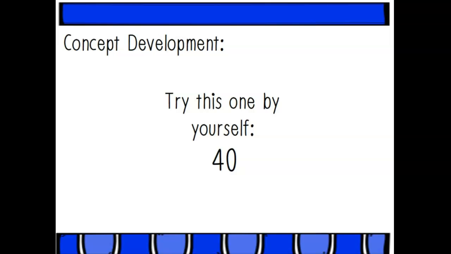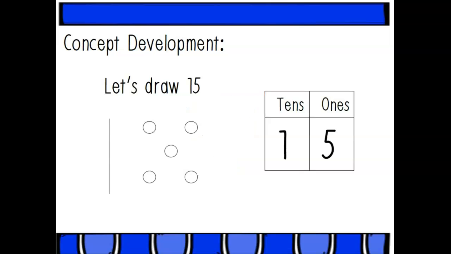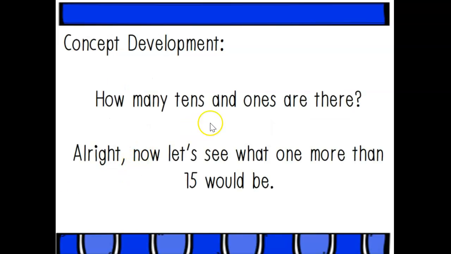Did you draw 4 10 sticks? Give yourselves a 2 clap. Let's draw 15. Here we see our 10 stick and our 1, 2, 3, 4, 5 ones. 1 10, 5 ones. How many 10s and 1s are there?